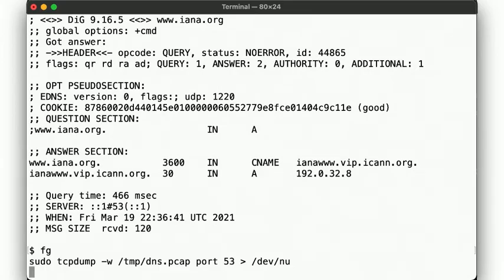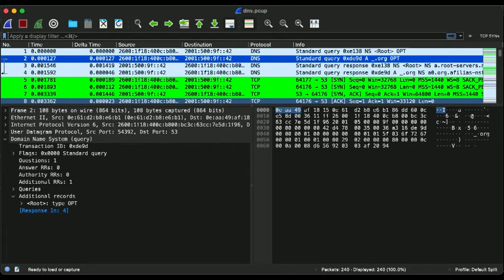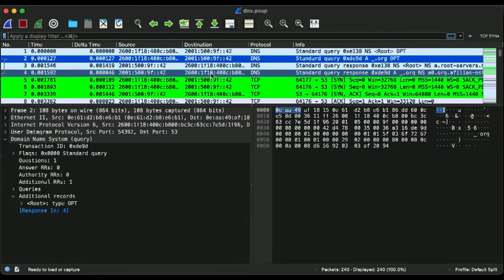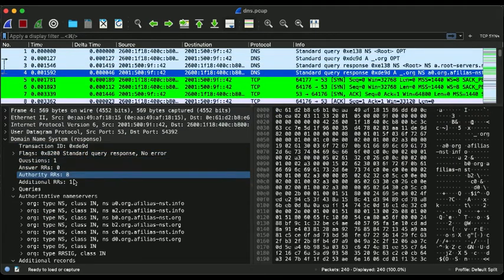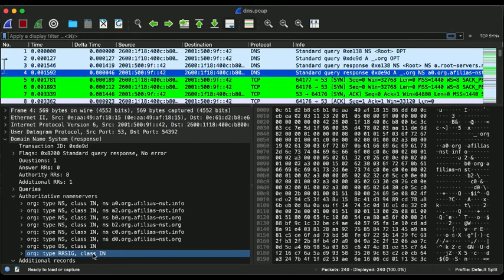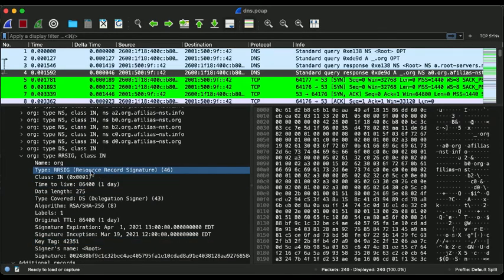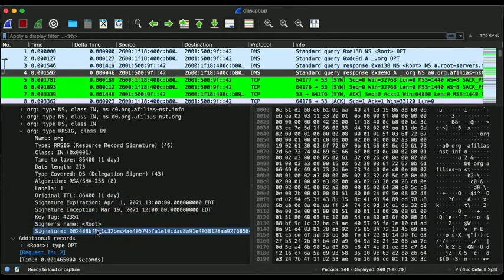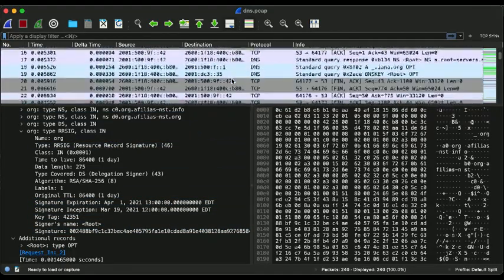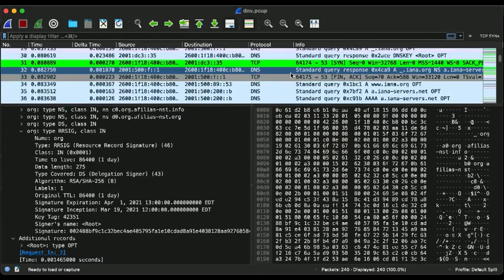We can then load the pcap file into Wireshark once more and take yet another, even closer look at the packets we captured. Here's our initial query to the root name server about .org, and the response includes not only the NS records, but also, down here, an RRSIG record, a resource record signature. This is a cryptographic signature asserting the integrity of the entire NS record set. If we look further down, we see that the other responses also contain RRSIG records.